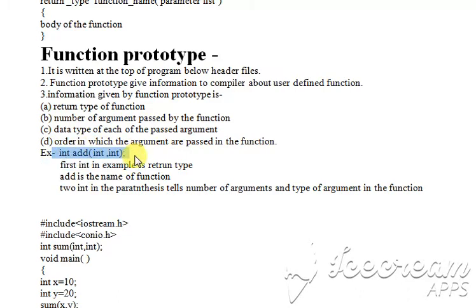The function prototype tells the compiler, number 1, the return type of the function, starting with the return type of the function. Number 2, this prototype tells the name of the function. Third, the number of arguments. How many? 2. And fourth, the type of arguments. Both may be int, or float, it can be. So there are 4 pieces of information which are given by the prototype to the compiler.